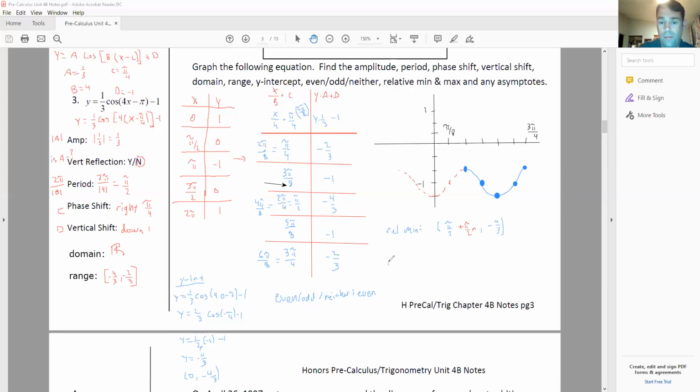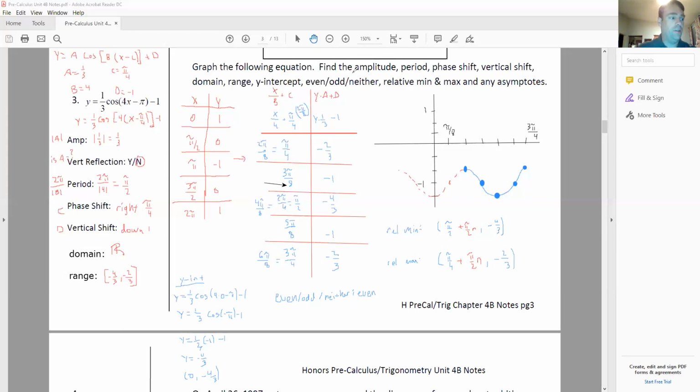And our relative max. So the relative max is at pi over 4. And I could have used 3 pi over 4 here too. It doesn't matter. I usually use the first one, but it doesn't matter. And negative 2/3. So again, cosine, exact same as sine.